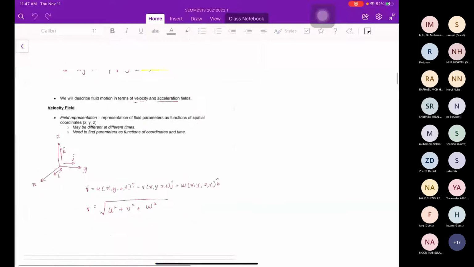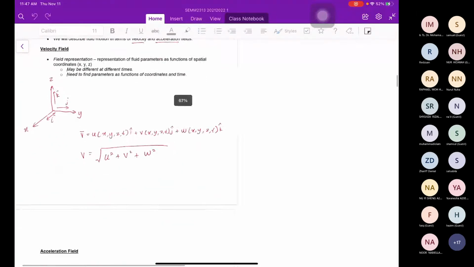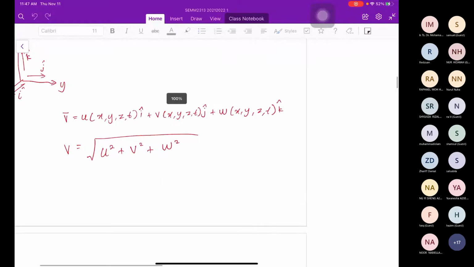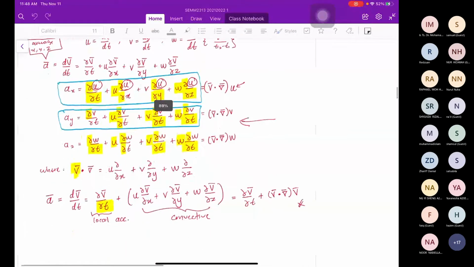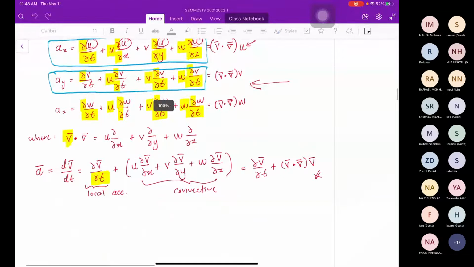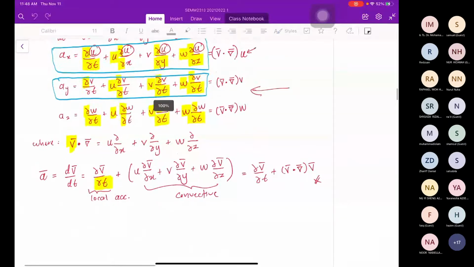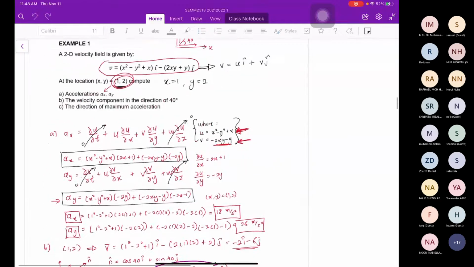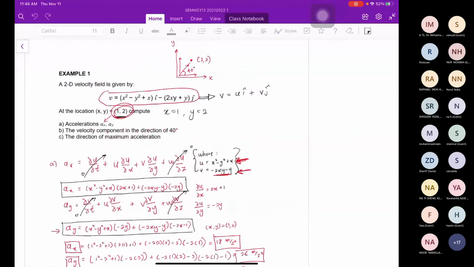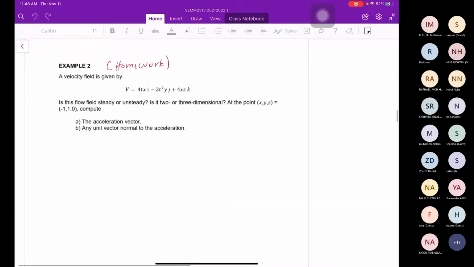So based on the velocity, we have velocity vector in terms of magnitude. We have x, y, z and time. x, y, z is space, t is time. As well as the acceleration, we have the local acceleration as well as the convective part, which represents the space. And then we did one example regarding a 2D velocity field by the given equation here. And this is your homework.